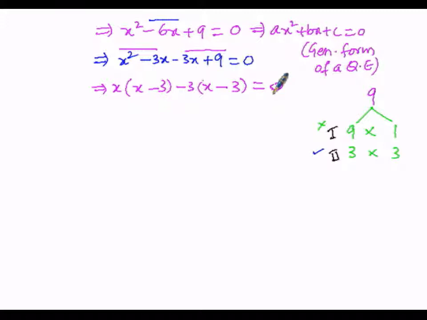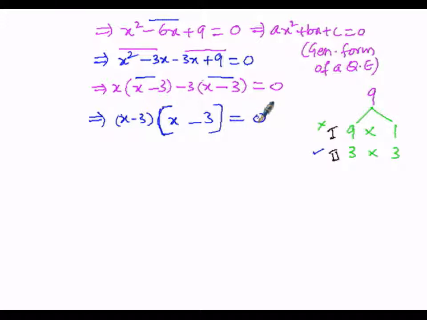Among these two terms, x minus 3 is the common factor. In the first term, x into x minus 3, there is x minus 3. In the second term, minus 3 into x minus 3, there is x minus 3. Overall, I want to take x minus 3 as common. When x minus 3 is taken out as common, just x is left within the square bracket, minus 3 is left within the bracket, and that equals to 0.